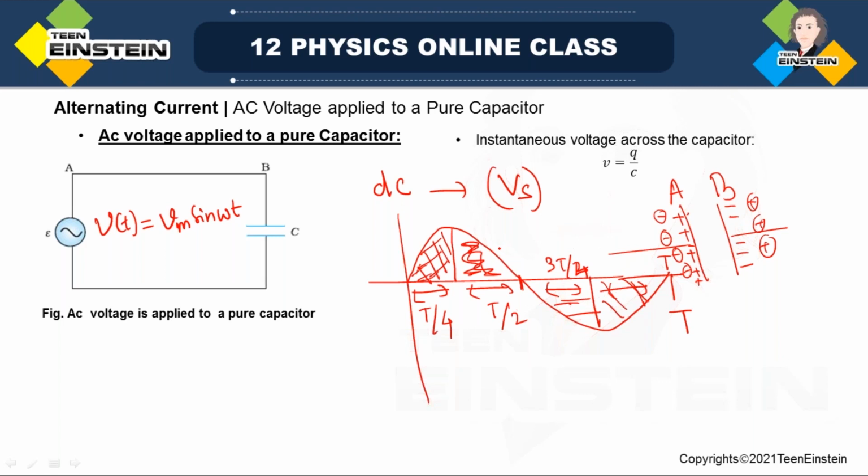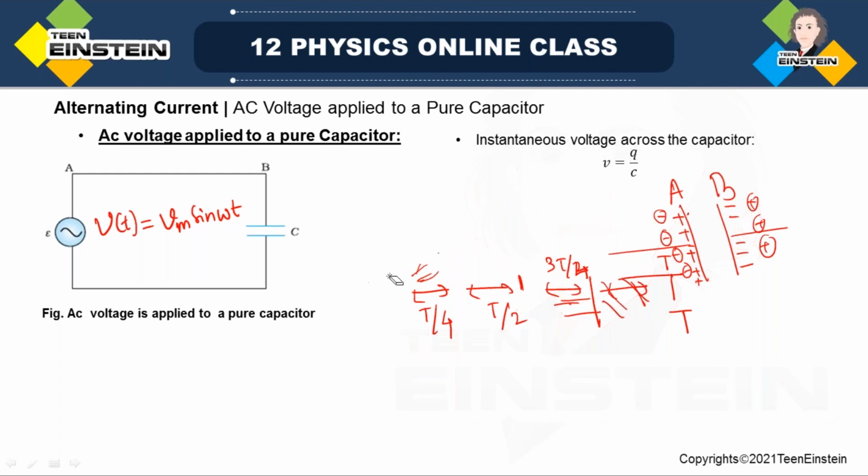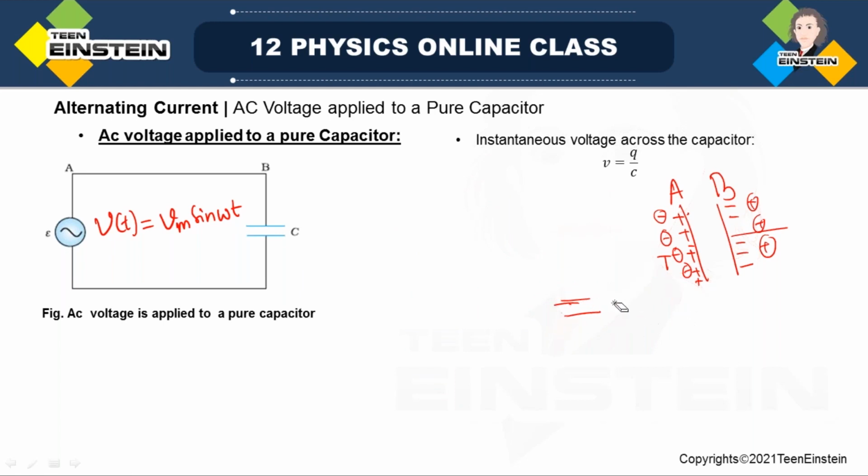So you can understand that in this case there is no way to block the AC current. AC current is not completely blocked or stopped in the circuit. Current never becomes zero in the AC case, because the capacitor gets repeatedly charged and discharged. All right.